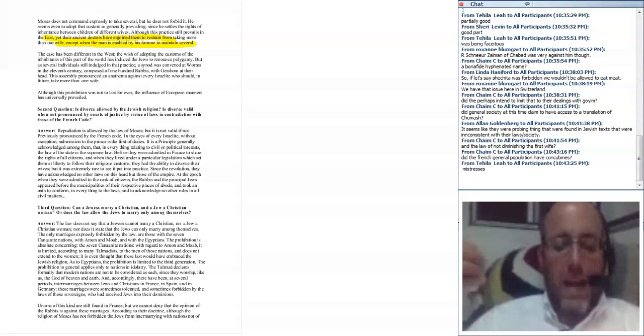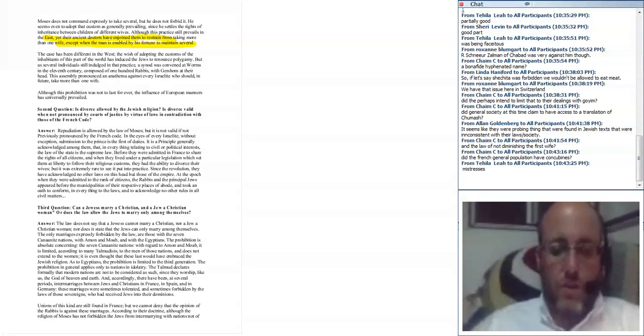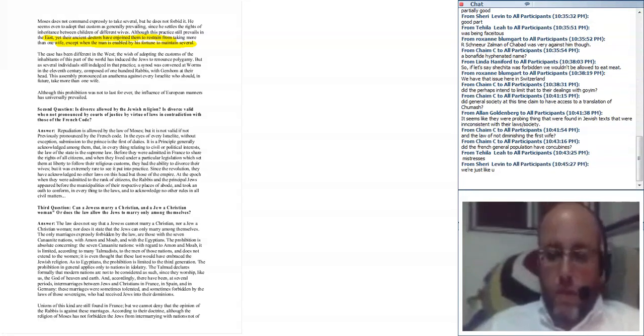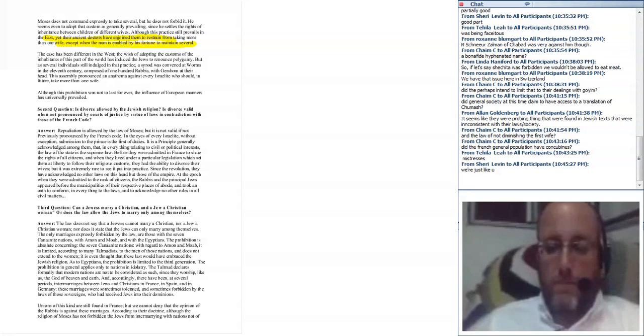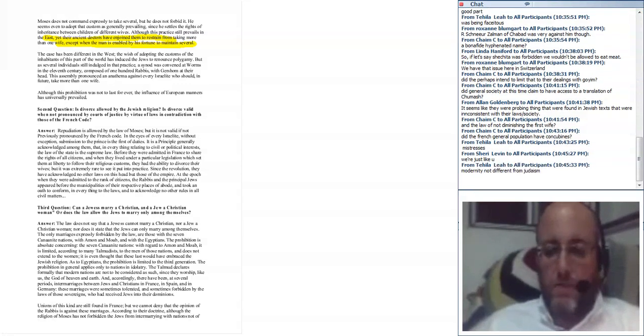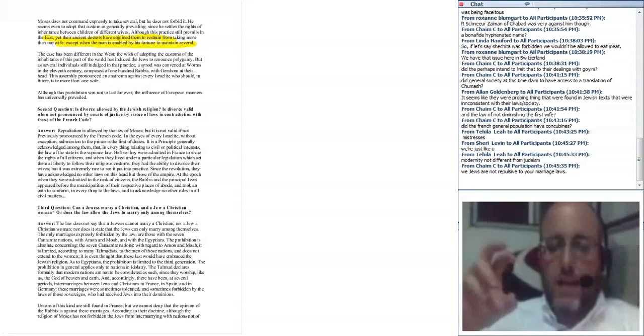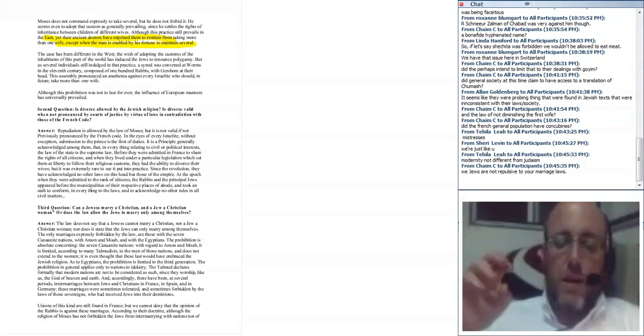The wish of adopting the customs of the inhabitants of this part of the world has induced the Jews to renounce polygamy. But as several individuals still indulge in that practice, a synod was convened at Worms in the 11th century. This is talking about Rabbeinu Gershom, composed of 100 rabbis with Gershom at their head. The assembly pronounced an anathema against every Israelite who should in the future take more than one wife. Although this prohibition was not to last forever, the influence of European manners has universally prevailed.